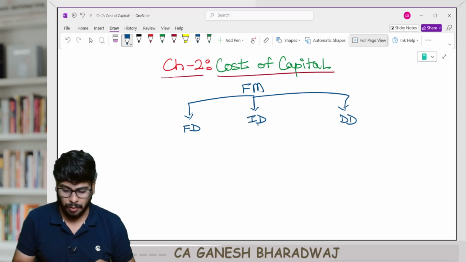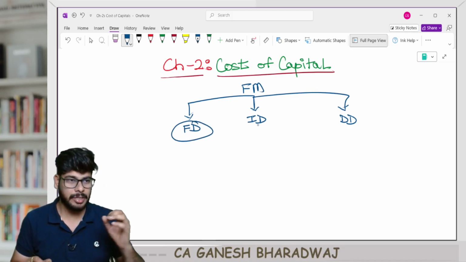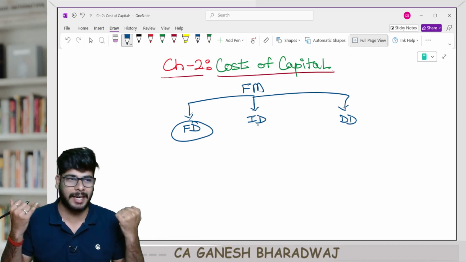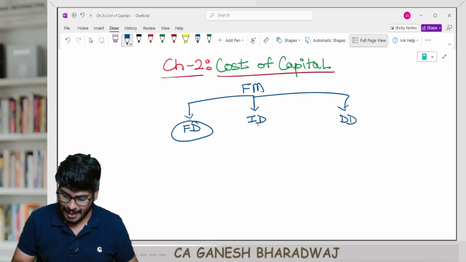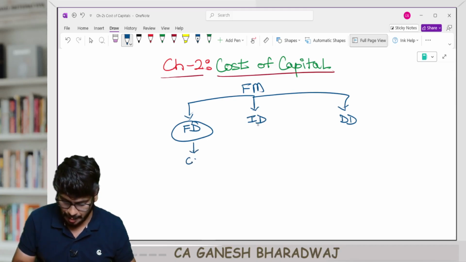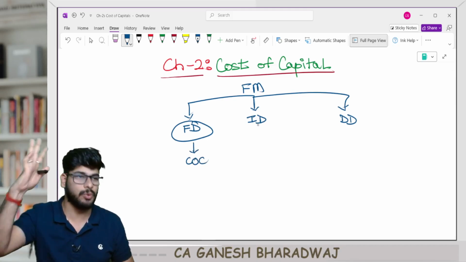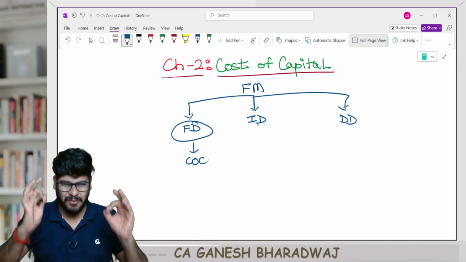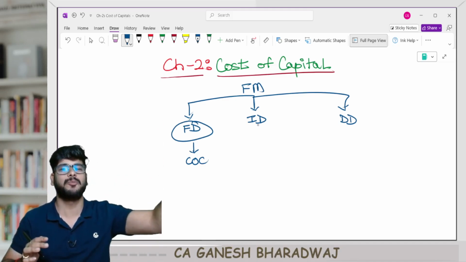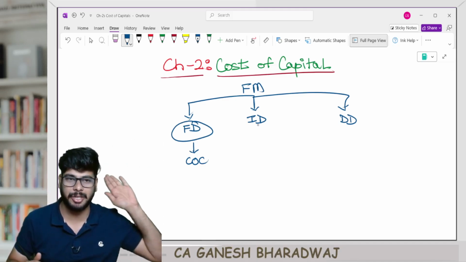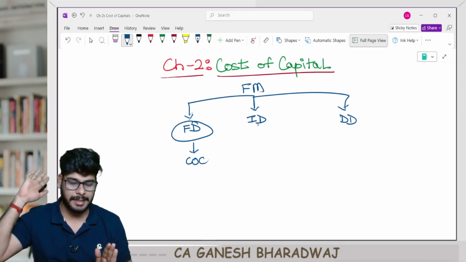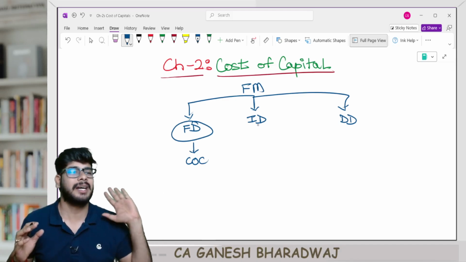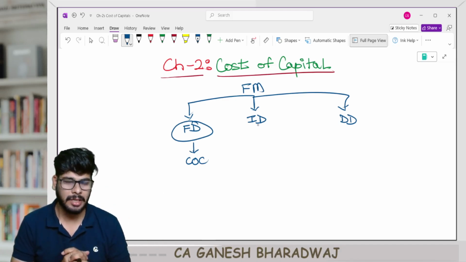Correct? Now, what do you mean by financing decisions? Those decisions which are taken towards the fundraising activity. Yes, guys. And this chapter, cost of capital, squarely fits into the category of your financing decision. Are you clear with this? First, what you need to know is which objective we are achieving in this chapter. So this chapter relates to what? Fundraising activity. Clear with this, guys?